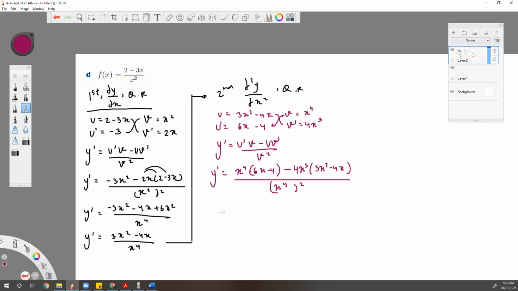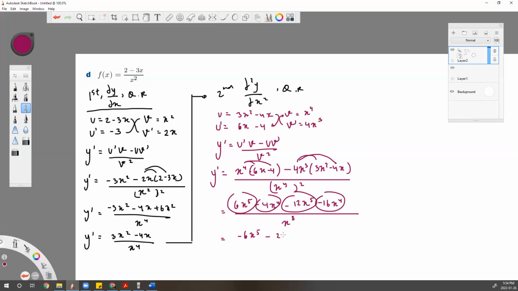Square, right? So 6x to the power of 5, minus 4x to the power of 4, subtract 12x power 5, because power times power becomes plus, and then minus 16x to the power of 4, over x to the power of 4 power 2, not 6, but 8, multiply. So negative 6x to the power of 5, combine the like terms, minus 20x to the power of 4 over x to the power of 8.